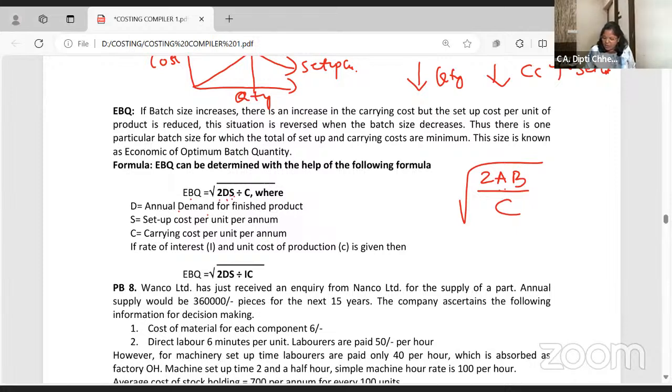S is setup cost. Here B was ordering cost. Divide by C. Very important repetition for all of you. Carrying cost should always be per unit per annum. Per unit per month, if they give, you have to multiply it by 12.